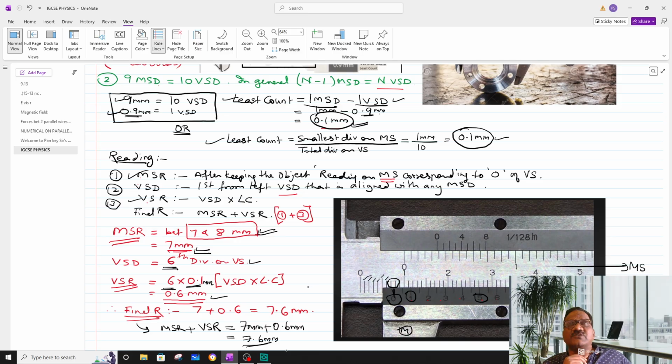Now, today I want to wind up this session here only. In the next session, I will teach you what can happen if there is some zero error. This was the case where the zero error was nil. But in the next lecture, I'll explain what is zero error. There are two types of zero error, positive and negative. And if there is a positive or a negative zero error, what you have to do and how you have to take the reading, that I'll be dealing with in the next lecture. And I'll be dealing with one numerical also on vernier caliper, so that you get a better idea of this vernier caliper concept.